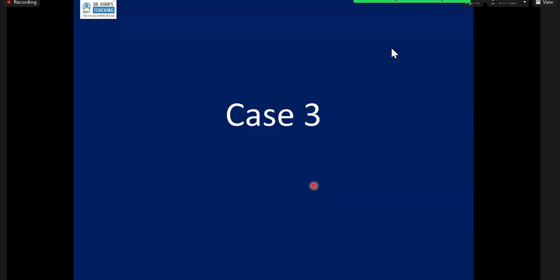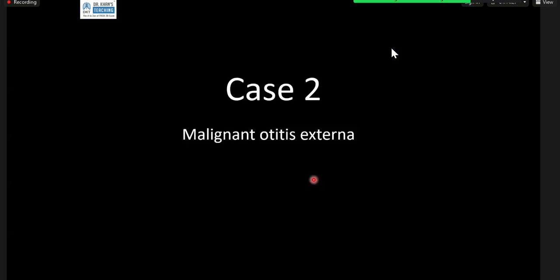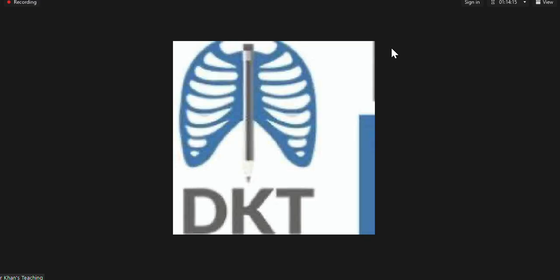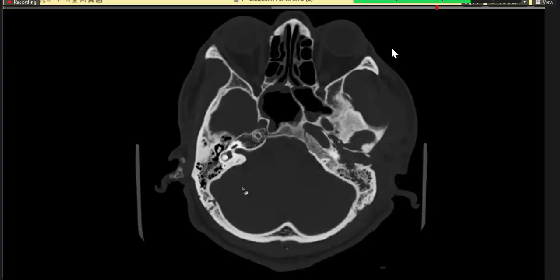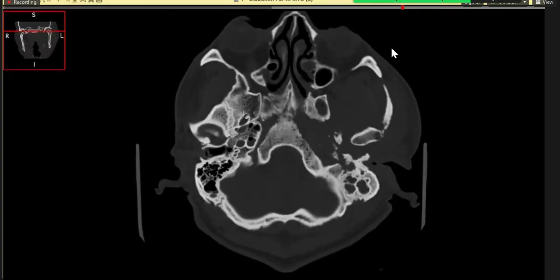Well done. So this was a simple case. This is what we call malignant otitis externa. And this patient, unfortunately, for other reasons, did not survive that day. We lost her because we had initially asked for a CT with contrast, but the patient became unwell, so I don't have another scan to show you. Having said that, this is malignant otitis externa.